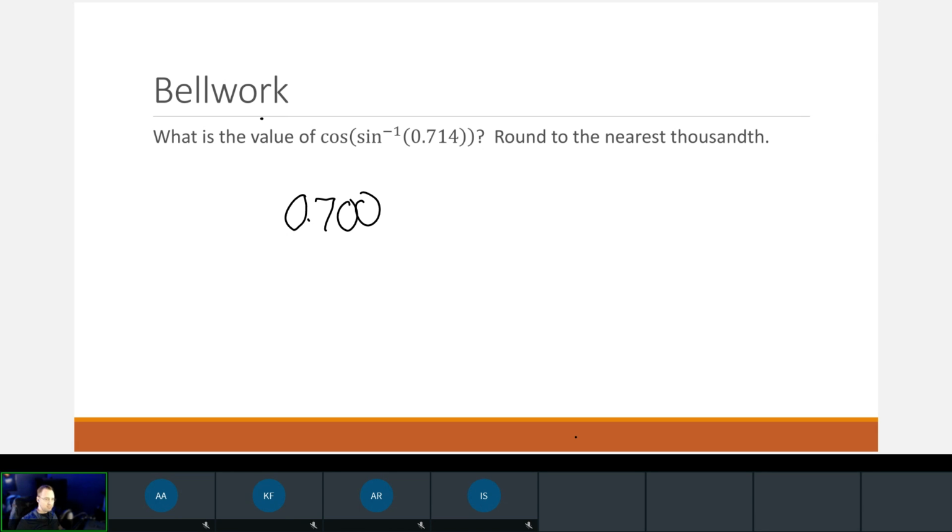Just 0.700. Even though technically you could just put 0.7, if you do that, it doesn't grade it properly. Don't ask me why. So you've got to put this. So yes, that is the correct answer.